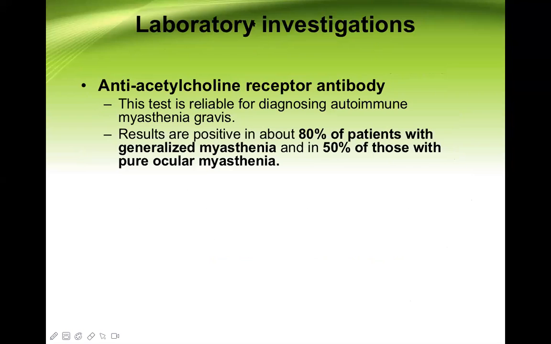Let's move on. After going through Lambert Eaton syndrome, what are the lab investigations done for myasthenia gravis? The most important pathophysiological point here is the presence of anti-acetylcholine receptor antibody. If we detect that in the plasma, we get the diagnosis. This test is reliable for diagnosing autoimmune myasthenia gravis, and the results are positive in about 80% of patients with generalized myasthenia and in 50% of those with pure ocular myasthenia. Ocular myasthenia means only involving the eye. So this is a good test to do. If it is positive, it really helps us regarding the diagnosis.